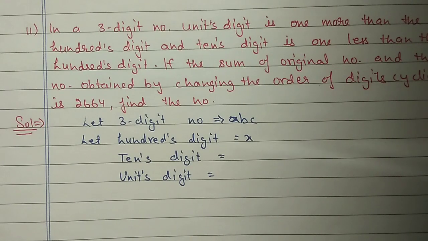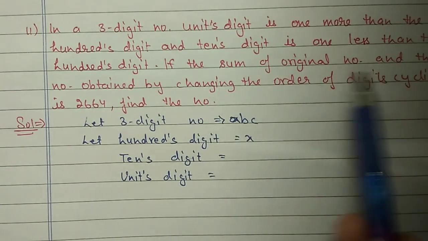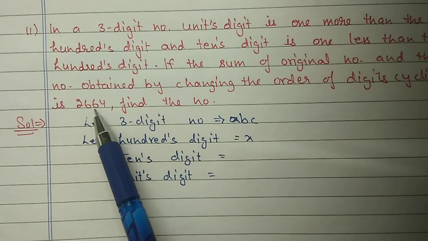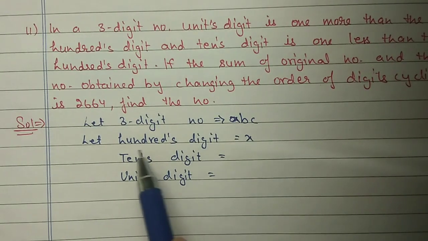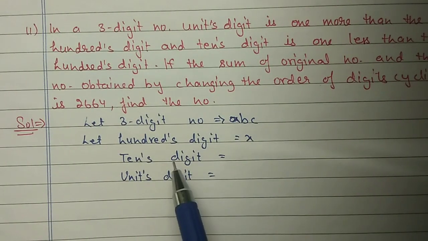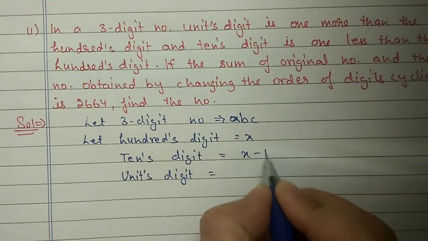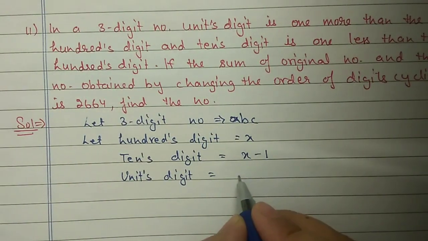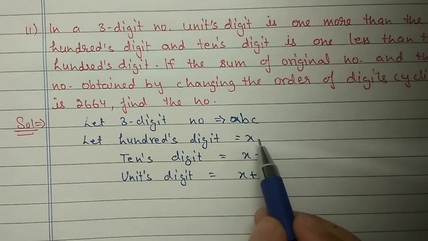Next, question number 11. In a 3-digit number, the unit digit is 1 more than the 100's digit and the 10's digit is 1 less than the 100's digit. If the sum of the original number and the numbers obtained by changing the order of digits cyclically is 2664, find the number. First, let the 3-digit number be ABC. Let the 100's digit be x, then the 10's digit is 1 less than the 100's digit, meaning x minus 1. And the unit digit is 1 more than the 100's digit, so the unit digit will be x plus 1. So we got the unit place, 10's digit and 100's digit.